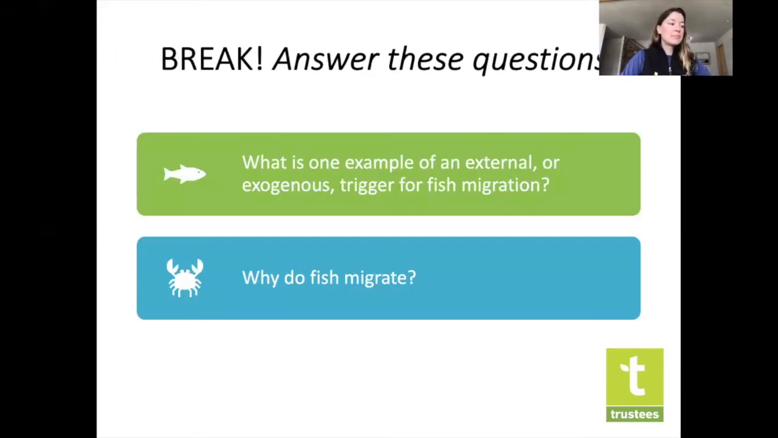Okay, so let's take another break now and answer these questions. What is one example of an external or exogenous trigger for fish migration? And second question, why do fish migrate? So take a few minutes to answer those questions. You can hit pause on your video in order to make sure you're able to jot down the answers that you have.